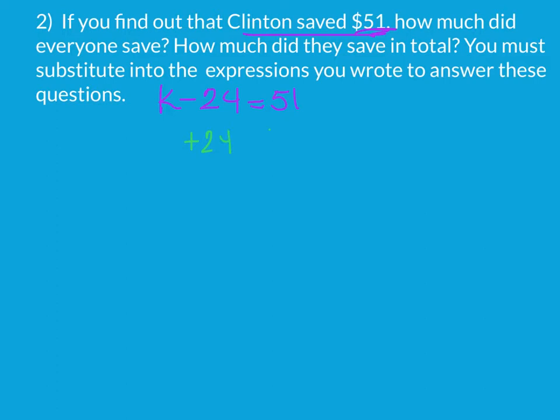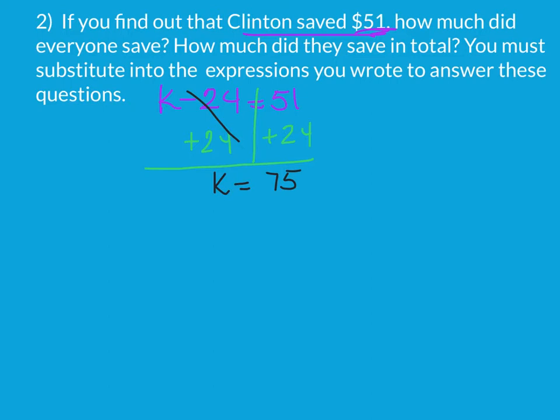Well, the opposite of minus or negative 24 is positive or plus 24. Of course, we're going to do that on both sides of the equation because it has to remain balanced, like a seesaw being balanced. So now we know that we are going to get rid of those two. They cancel each other out because they're opposites. And I'm left with K equals 51 plus 24. Well, 51 plus 20 is 71, plus 4 more is 75.